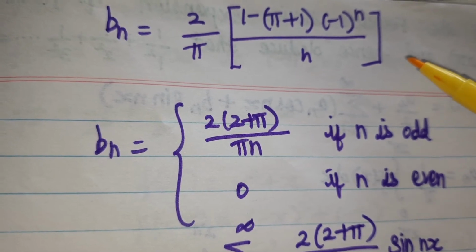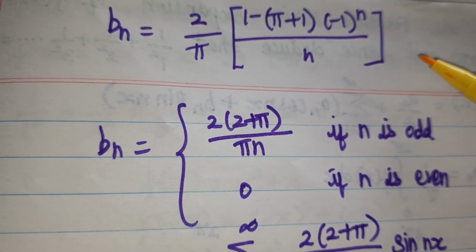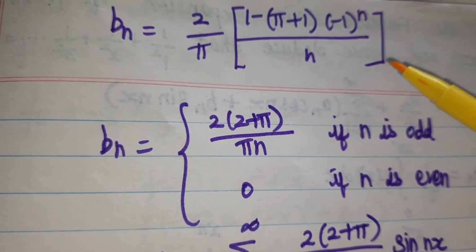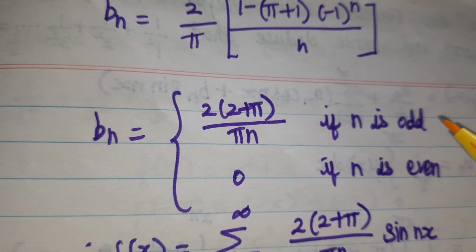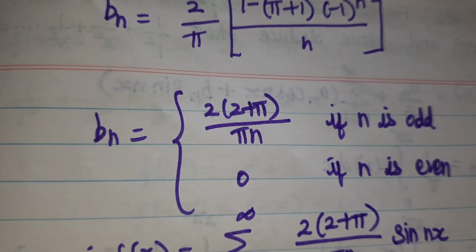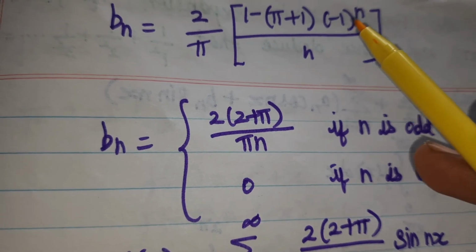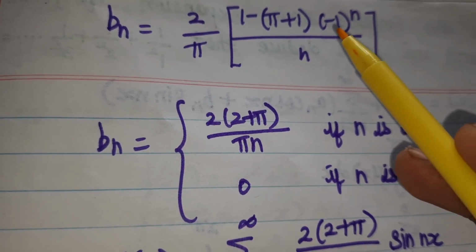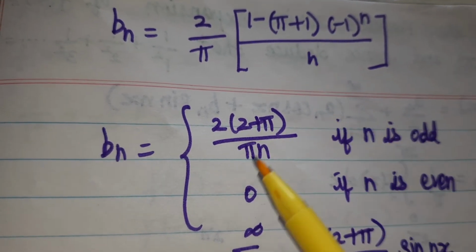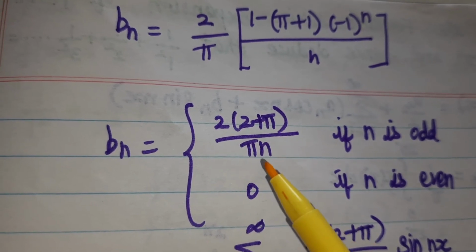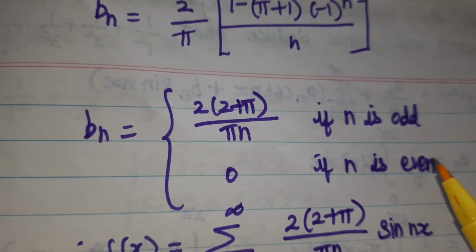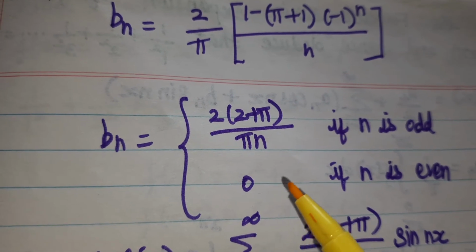Therefore bn is equal to 2 by pi into 1 minus of pi plus 1 into minus 1 the whole power n divided by n. Here if we substitute n is equal to odd number, then it becomes minus 1 the whole power 1 is minus 1. So minus into minus is plus. Therefore 2 into 2 plus pi divided by pi n if n is odd. If n is even, then it is 0.